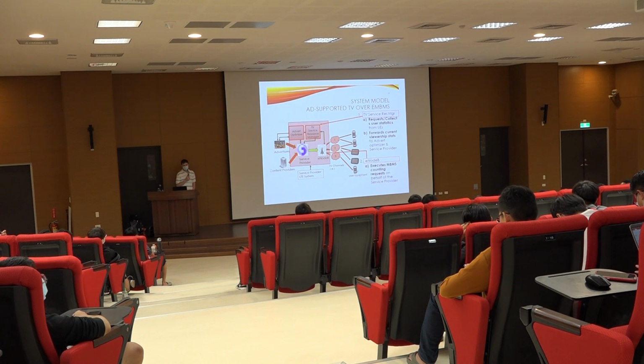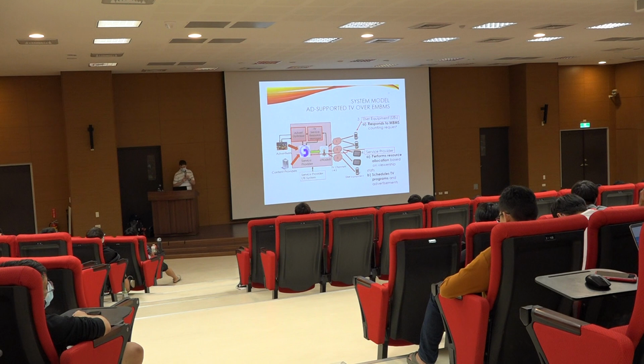The eNodeB would just execute an MBMS counting request. This is actually default. This behavior already exists in LTE networks, essentially counting requests saying what service you're listening to or subscribing to. And the user equipment, as in your cell phone, would simply reply saying, I'm watching this MBMS program. That's it. The service provider would then perform resource allocation based on viewership.